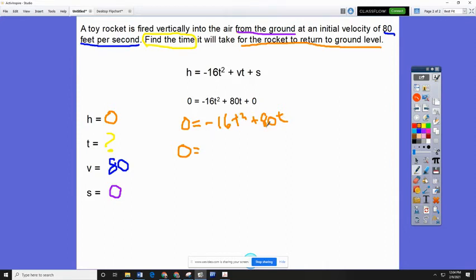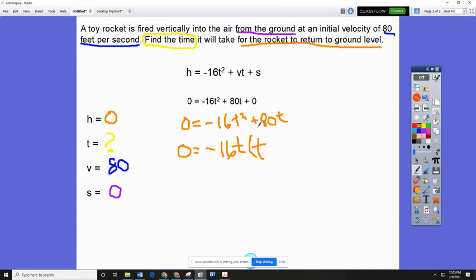So how about 16 and 80? Well, I know that 8 goes into 16, 8 goes into 80, but if I break out my little calculator and look, I say, whoa, look at that, 16 actually goes into 80 as well. So what I'm going to do is factor out a negative 16t and see what's left. Well, if I were going to redistribute this again to get negative 16t squared, I'd have to multiply negative 16t by just t.